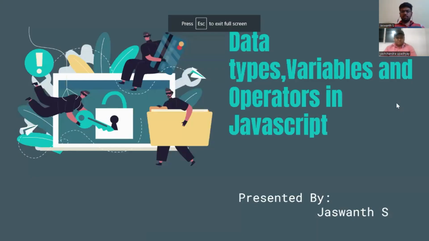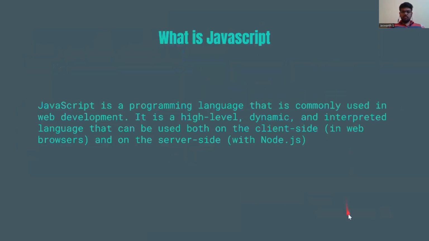Hello, everybody. I'm Jaswanth, and today I'll be giving a PPT about data types, variables, and operators in JavaScript. So let's start with what JavaScript is. It's a web development programming language mainly used on the client side. When it was developed in 1995, that was the main objective. But in recent years, 2010, 2020 and so on, we have developed both client side and server side frameworks along with different types of syntaxes. So Node.js is for the server side and React or other frameworks are for the front end.